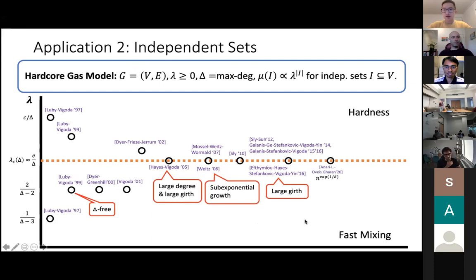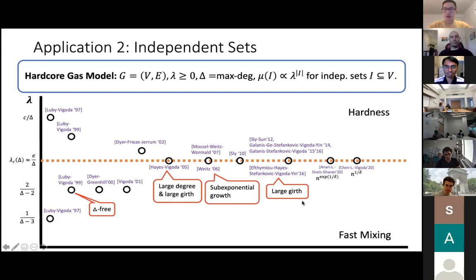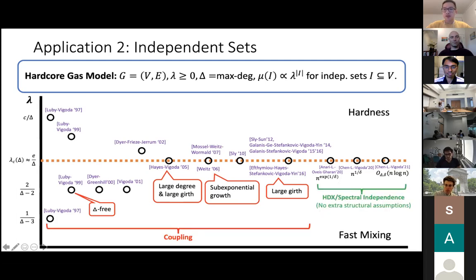In a very recent line of work, starting with joint work with Nima and Cheyenne, we managed to get all the way up to this critical threshold without making any structural assumptions on the graph. It started off with a pretty bad running time, but it's still polynomial. And then this was gradually brought down to n log n. Notably, all of these recent techniques have used spectral independence, while all the prior techniques used a different technique called coupling.